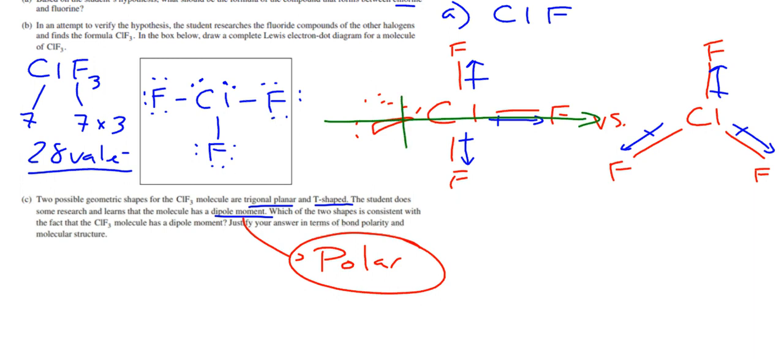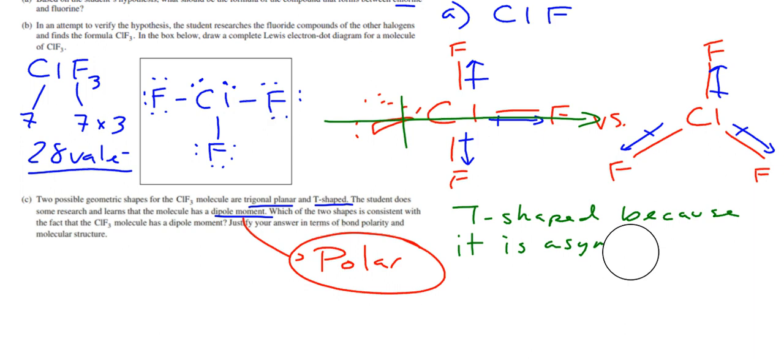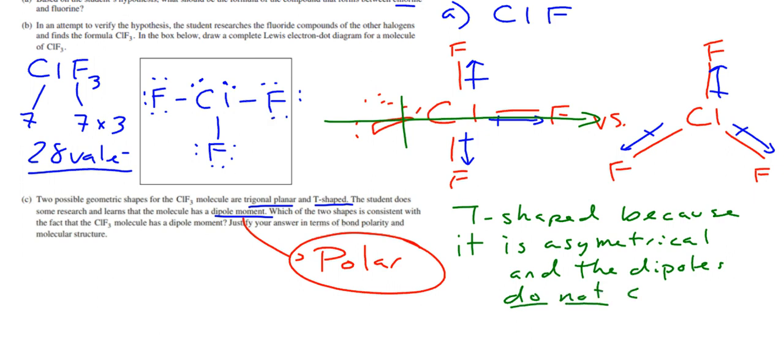That's it. So the fact that it has a dipole moment, that's what that means, by the way. A dipole moment's a big arrow, like one arrow saying, hey, this is the negative end, that's the positive end. So which one is it? It's T-shaped. Because it is asymmetrical. And the dipoles do not cancel out.